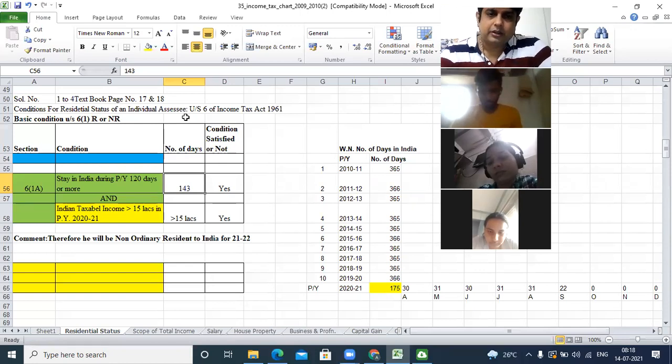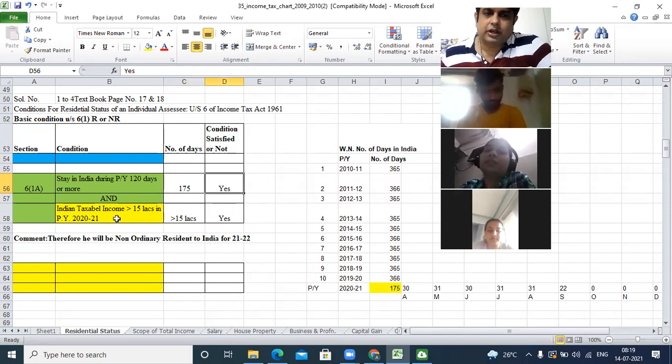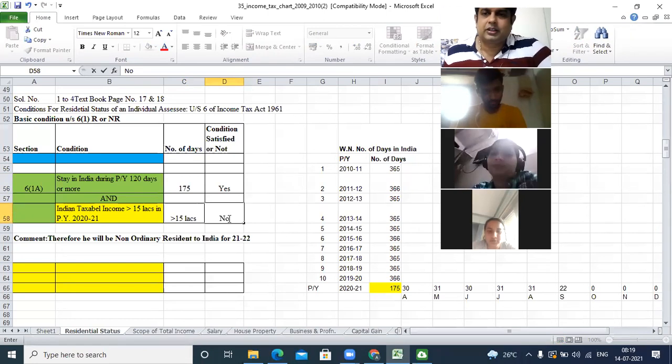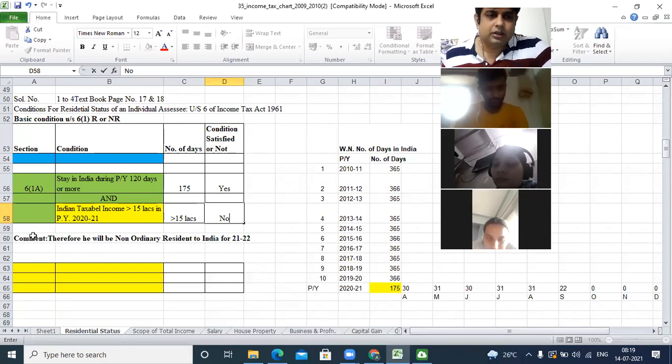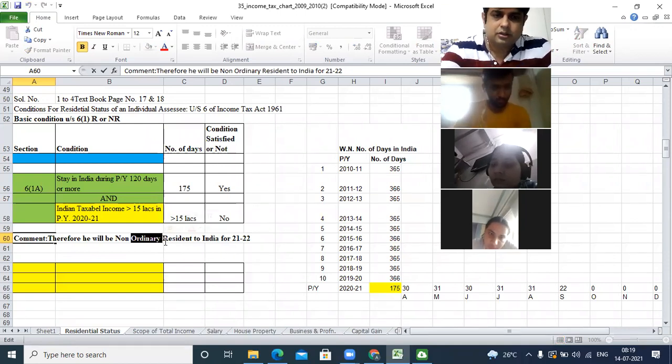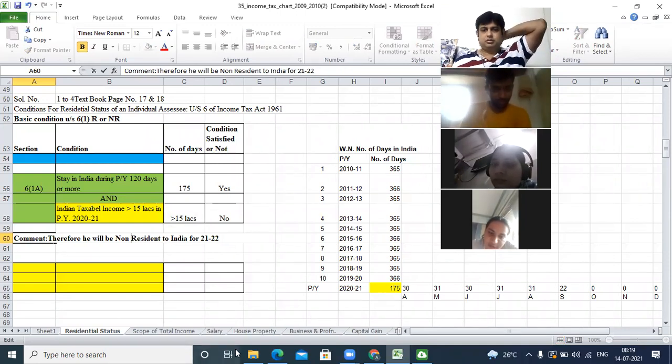So what I need to write here? 175. This condition is satisfied? Yes or no? Yes. What extra I need? 15 lakhs and above. No, big no. Nothing is given. How much he has earned. So what will be answer for me? Non-resident.